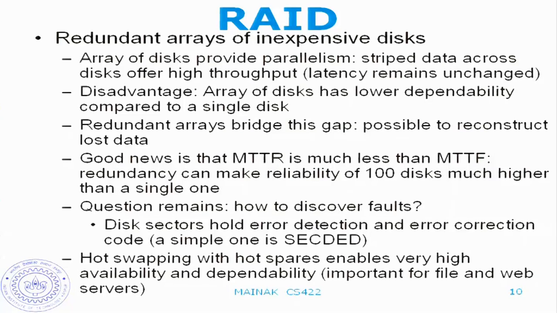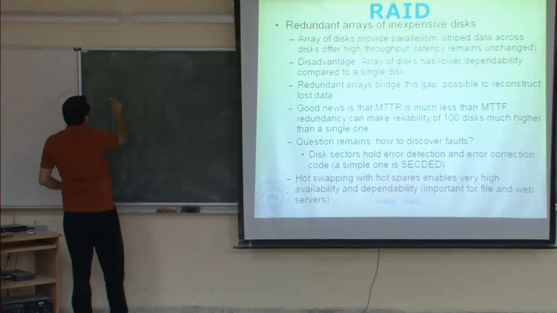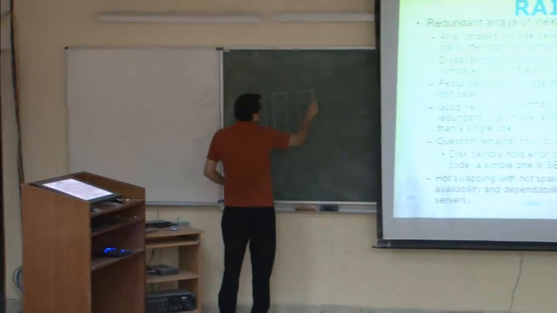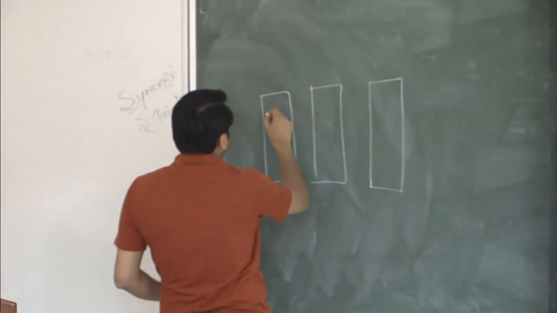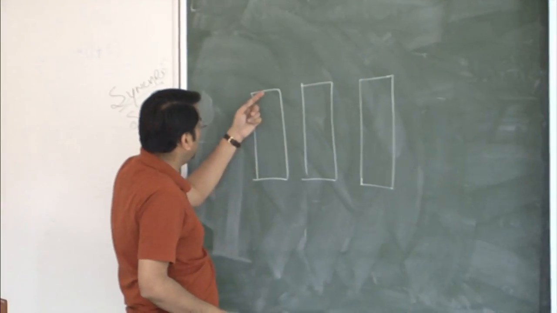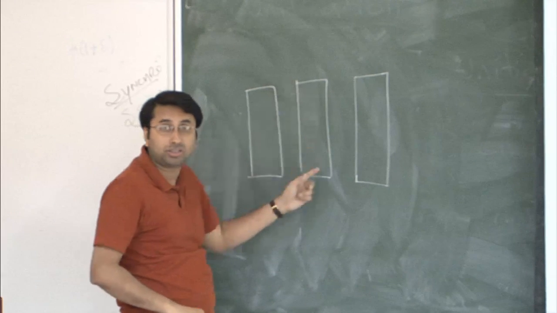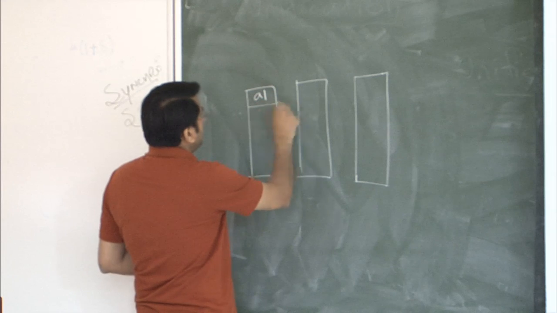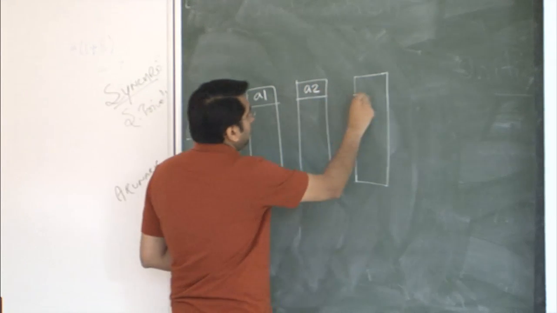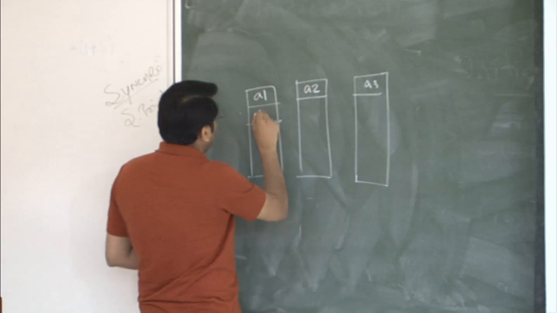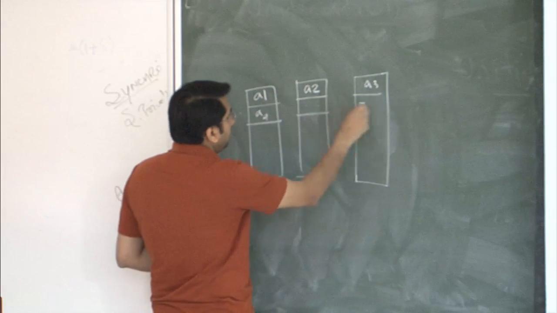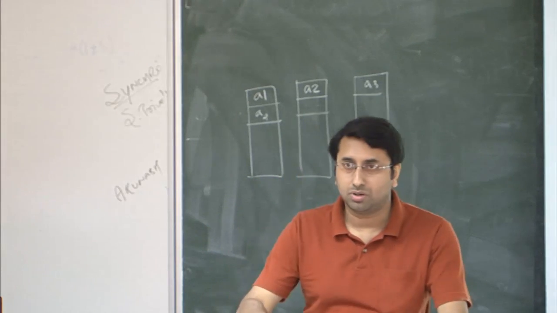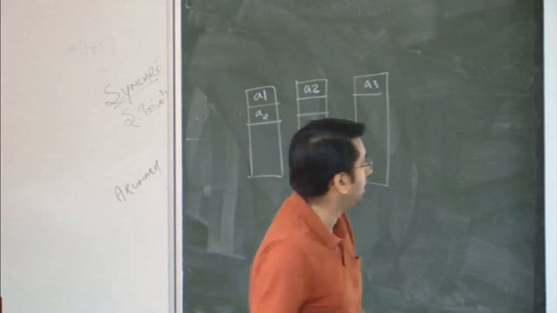So what do we mean by striping? Let's suppose these are my three disks. Instead of putting sequential data in one disk fully and then moving on to the other disk, I'll go like this. I'll put a block of 512 bytes here, the next block here, the next block here, and so on. So that I can make sequential accesses to parallel disks, and I can get the throughput.